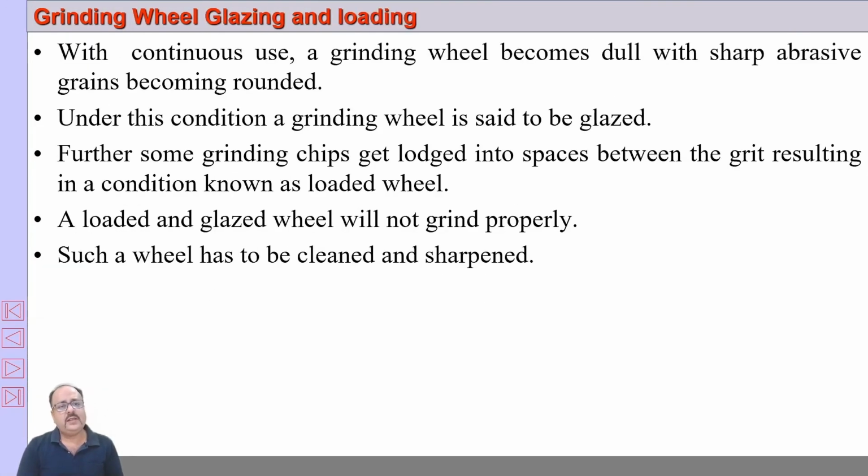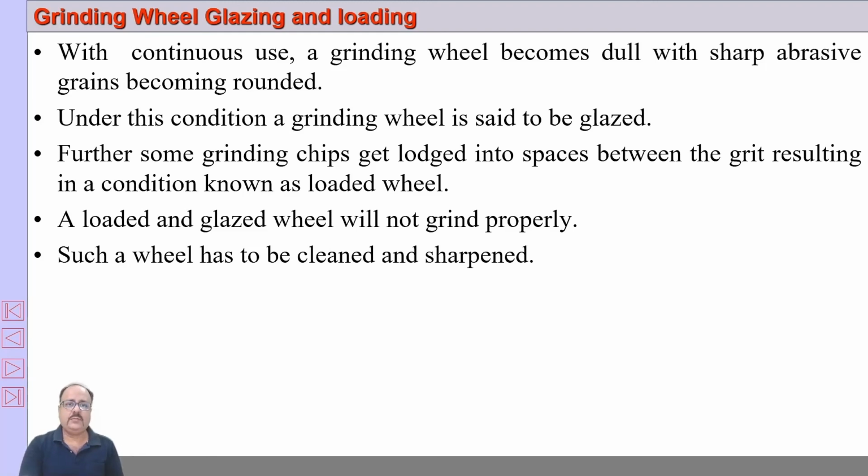Now, other aspects like grinding wheel glazing. By repeated use, the grinding wheel becomes dull. Mainly it happens when the grinding wheel is hard. Even if it is not hard, ultimately it will become dull, and this condition of the wheel is called glazed. And sometimes for an open spaced grinding wheel, chips get lodged between the grains, and once the spaces are filled completely, it will not cut properly. Such a wheel is called loaded. So this process is called glazing and loading.